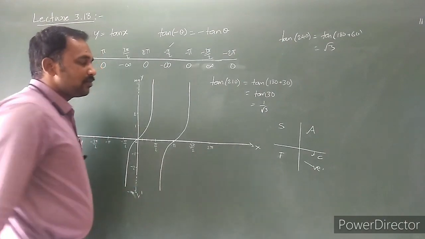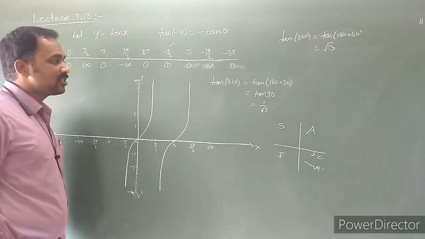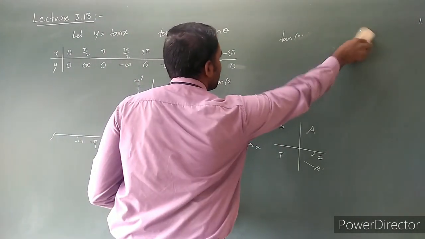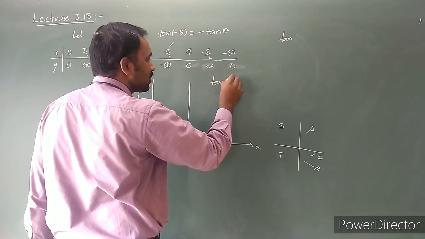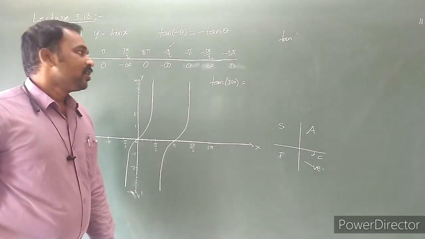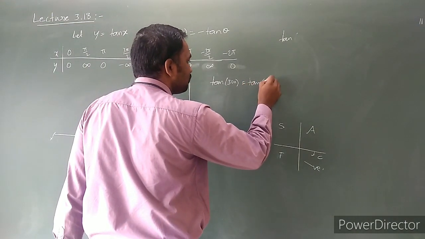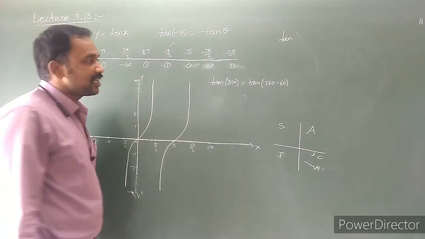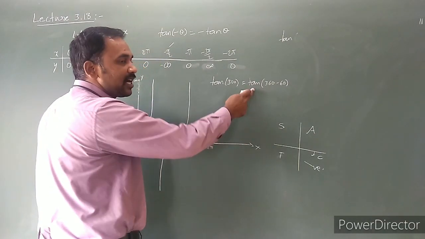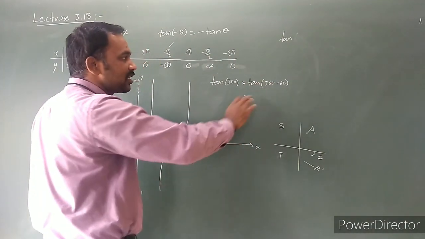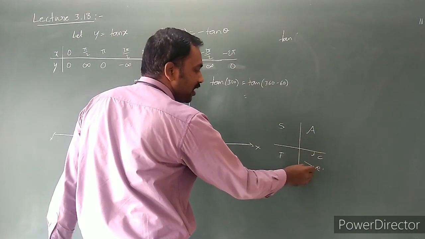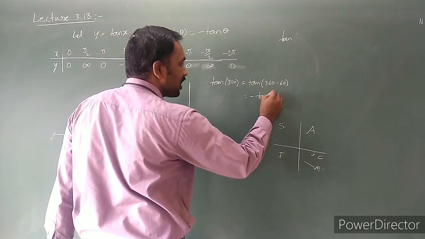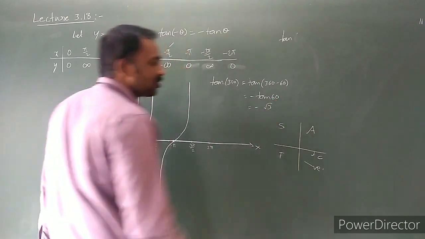Similarly, 3 pi by 2 comma 2 pi, that means 270 to 360. Take two values between 270 and 360. Consider the tan of 300. What is the tan of 300? Split it with the help of the right angle: tan of 360 minus 60. Or else you can split it as 270 plus 30, but if you consider 270, tan changes to cot. Instead of that, I just take 360 minus theta. In the fourth quadrant tan is negative, and 360 keeps tan as tan of 60. What is the tan of 60? Root 3 with the negative sign.